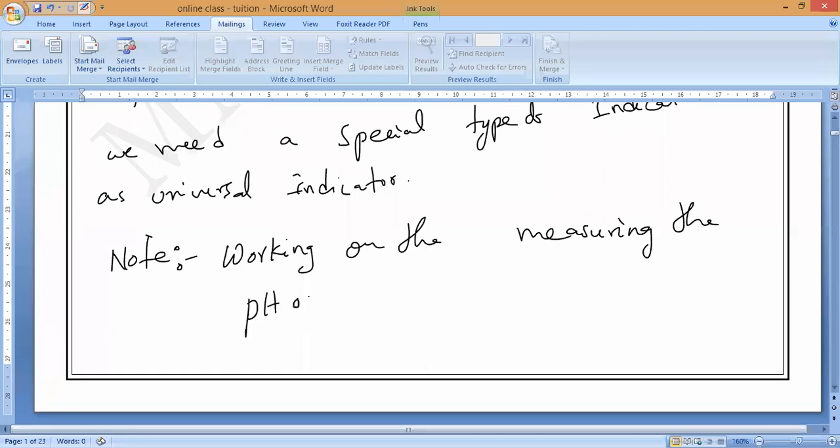Please note it down. This is the MCQ. Nobody knows? You can ask your friends. But we have to be very thorough in this.